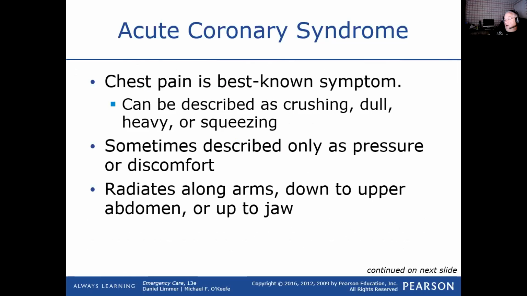Okay, so the most common symptom of acute coronary syndrome is chest pain. Now, how they describe the chest pain depends on each patient, right? How they describe the symptoms depends on each patient. So it could be pressure. Some people talk about a squeezing, like there's a belt tightening. Some people feel like there's an elephant sitting on their chest.